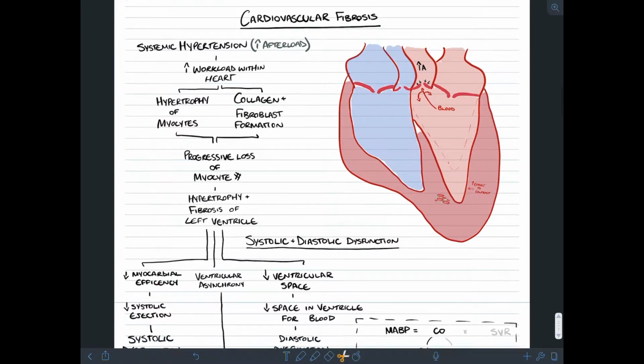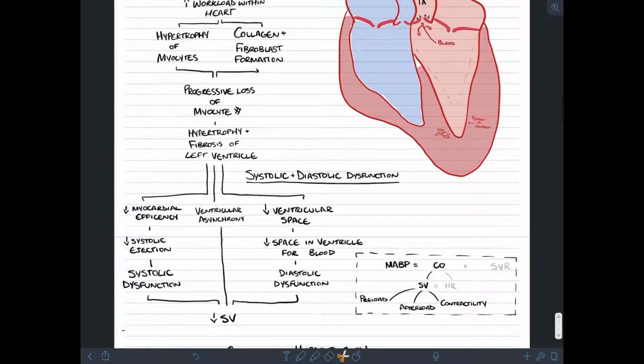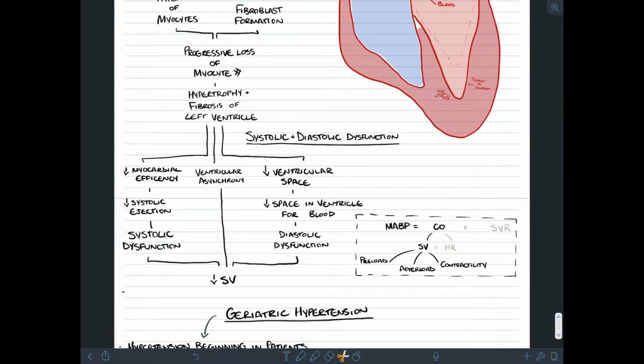or cardiovascular fibrosis. So when this occurs, we start to see systolic and diastolic dysfunction. So this portion of the flow chart right here only applies to systolic and diastolic dysfunction. So what happens when this occurs is three things. So we'll start with here. We'll talk about systolic dysfunction.